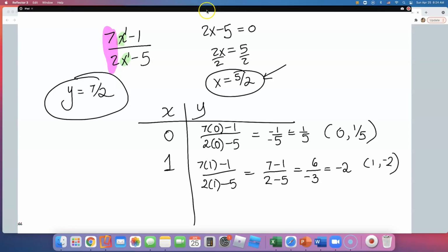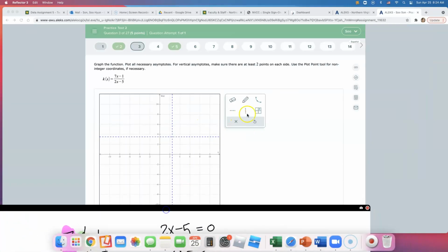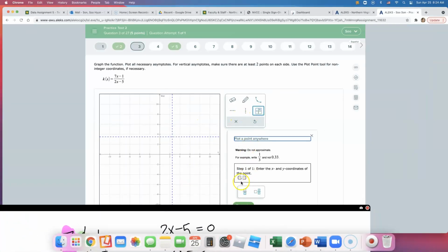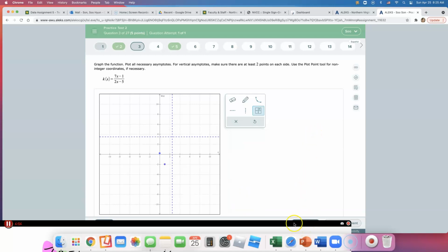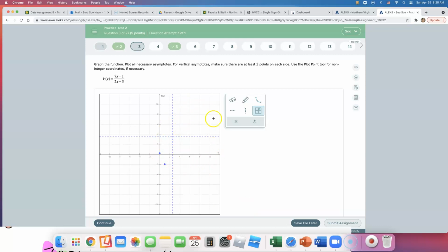So I need these 2 points plotted first. So I will use this plotter tool. So I need (0, 1/5). I'm going to click on plot. Next point that I need is (1, negative 2). Plot the second point. And now what I need is 2 more points that are to the right side of this vertical asymptote. So what are numbers that are to the right side of this vertical line? I see 4 and 6. It could be 8 and 10, whichever, but I'll just pick 4 and 6, okay?